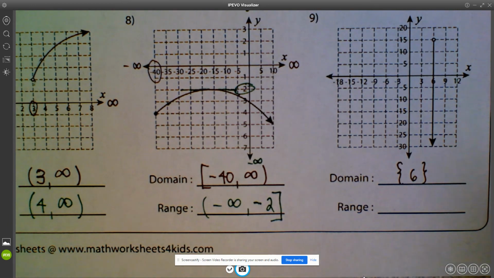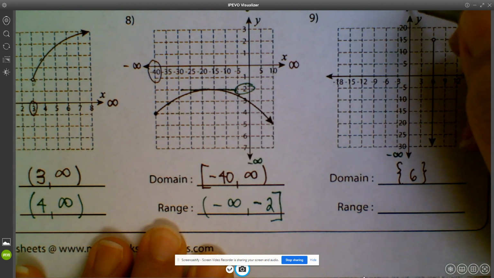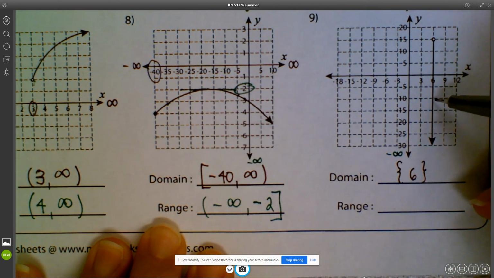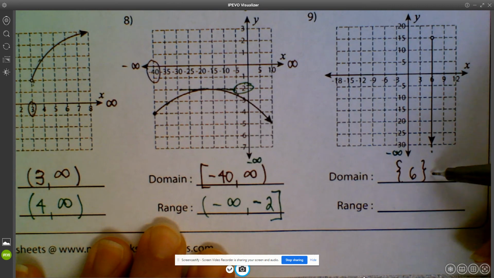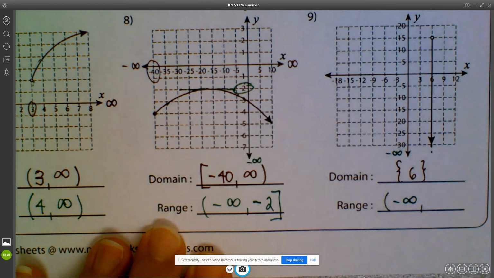So now for my range. How low does this thing go and how high does this thing go? Well, my y-coordinates are -10, -25, -30. This says keep going further negative, further negative. So I'm going to negative infinity.